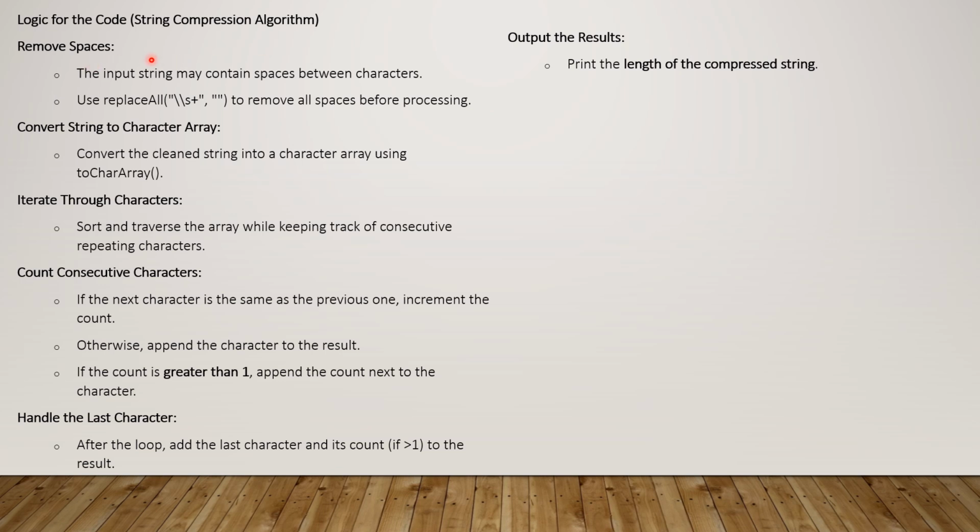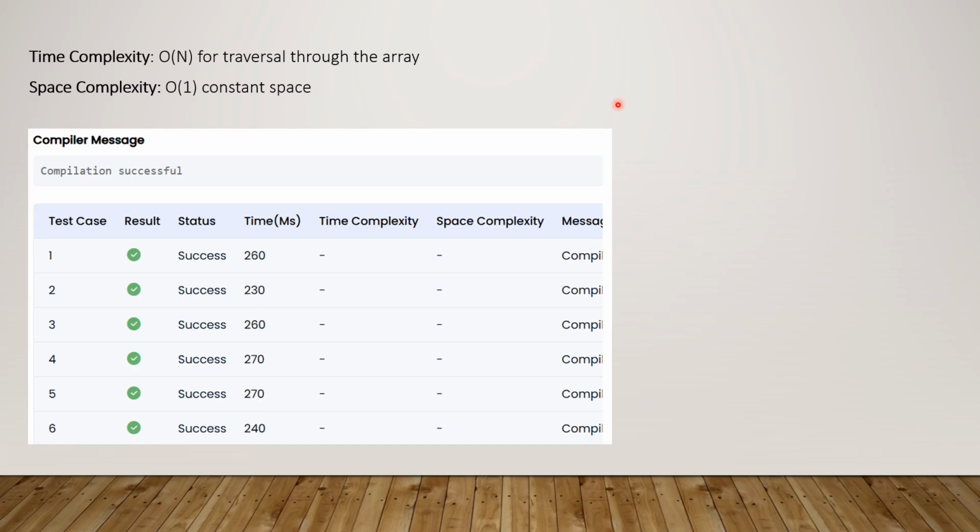I initially remove the spaces between the characters and then convert the string into a character array. I sort it so that consecutive characters are together, and iterate through each character. If the count or group length is greater than 1, append the group length also; otherwise only append that character. If the count is a two-digit number, the digits should be handled as single digits. The last character is also handled, and the length of the compressed string is returned. So order of n time complexity and order of 1 space complexity. These are the test cases which have been passed.